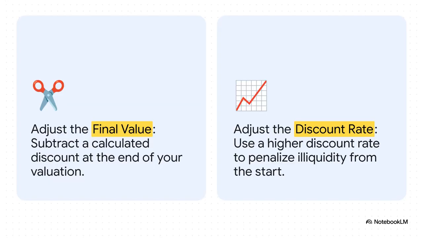So how do you actually apply this? Well, there are basically 2 ways to go about it. The most common is to just do your valuation as you normally would, and then apply a discount or a haircut right at the very end. The other method is to build that penalty right into your calculations from the beginning by using a higher discount rate for less liquid assets.